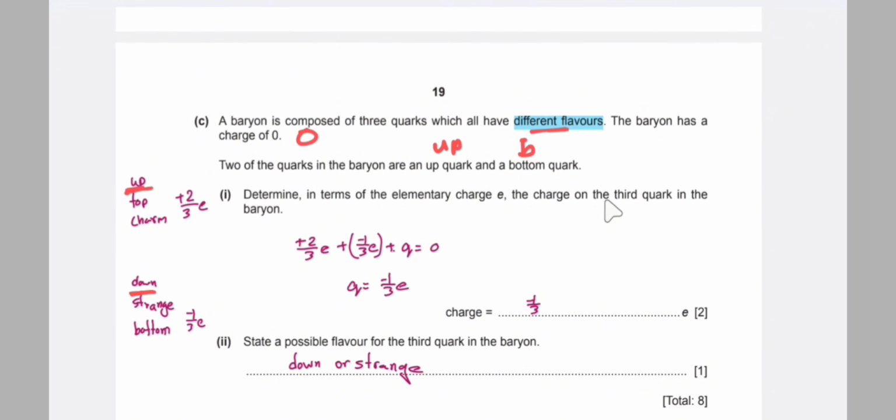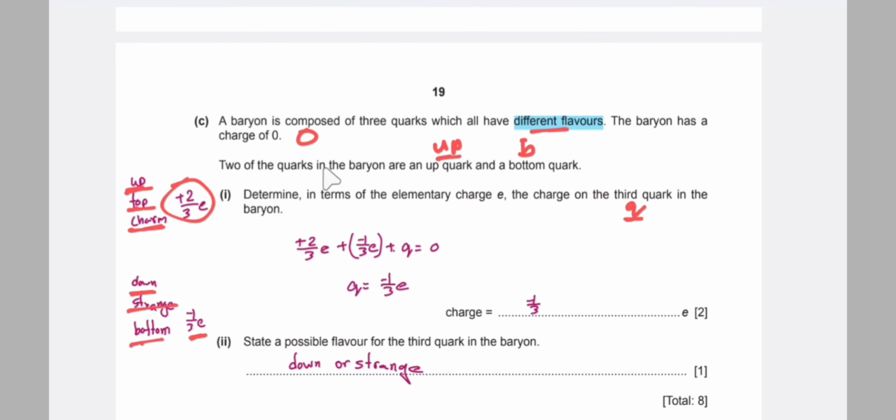Determine, in terms of elementary charge e, the charge of the third quark of the baryon. So we need to find the charge of the third quark. You have to remember that for up, top and charm, the charge is plus 2 by 3 e, and for down, strange and bottom, the charge is negative 1 by 3. So initially we have an up quark that is plus 2 by 3 and a bottom quark that is negative 1 by 3, and we represent the third quark as Q.